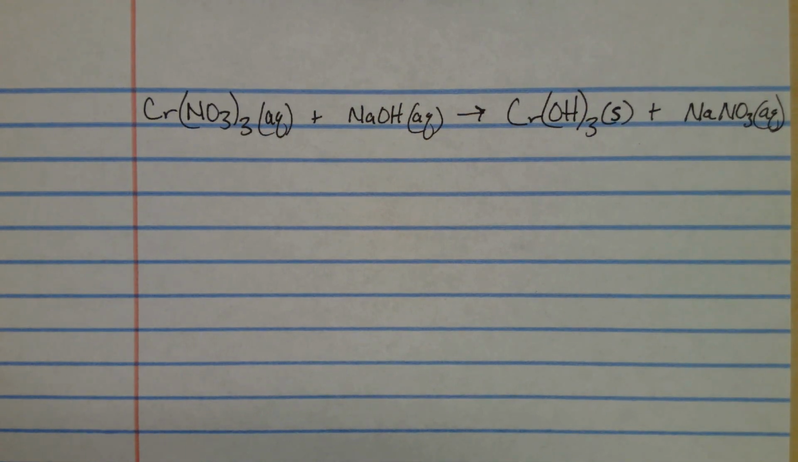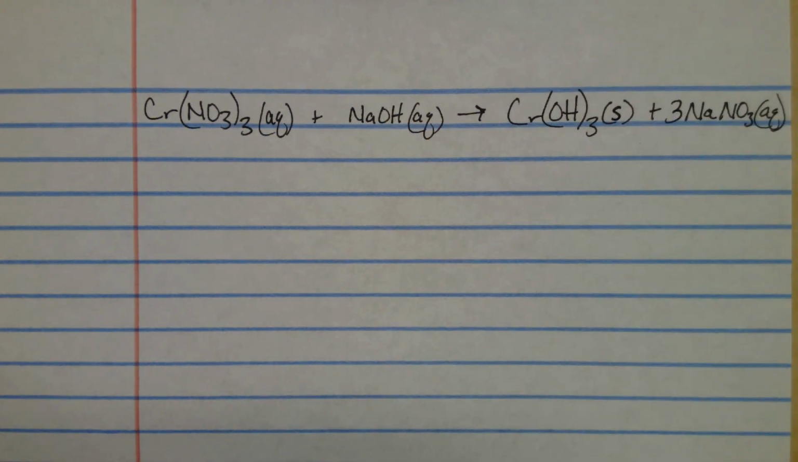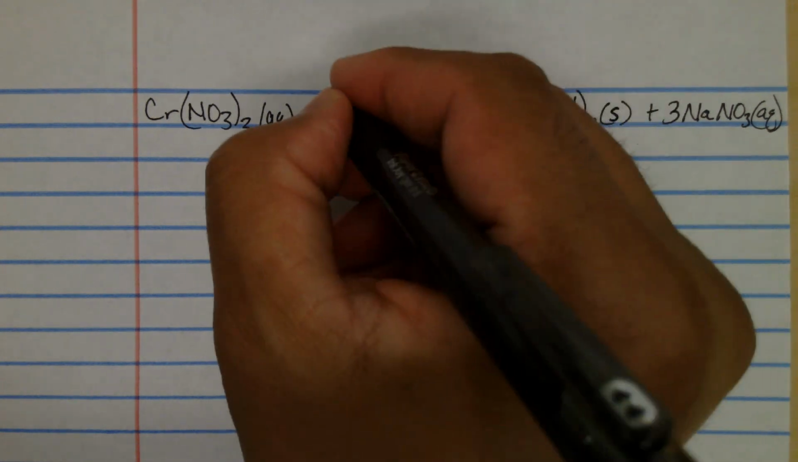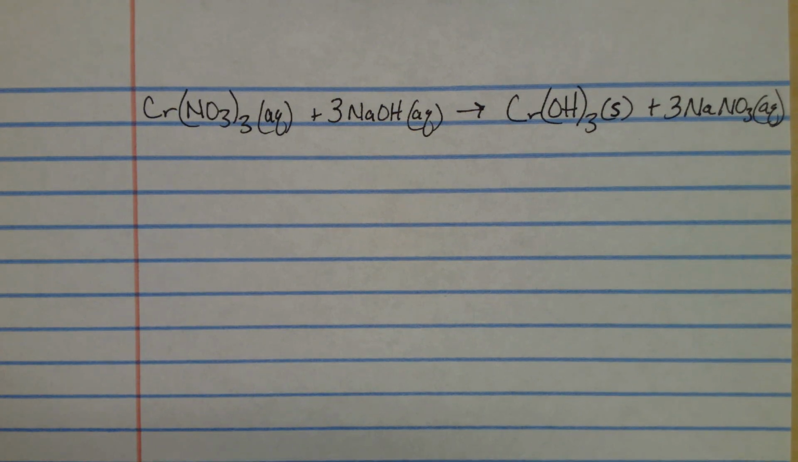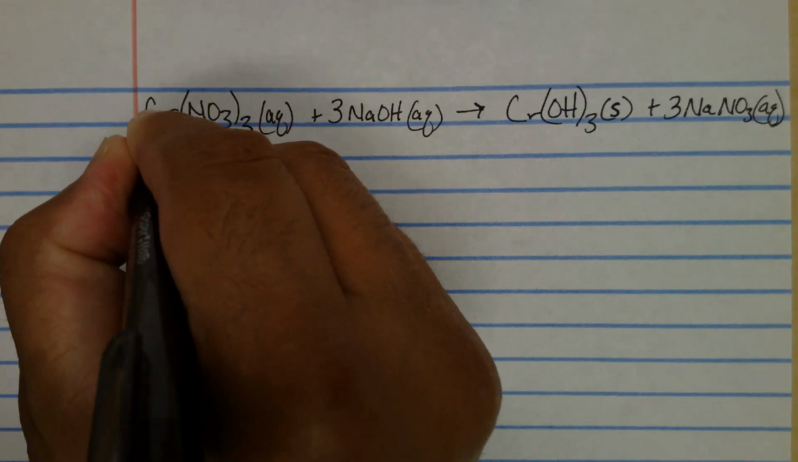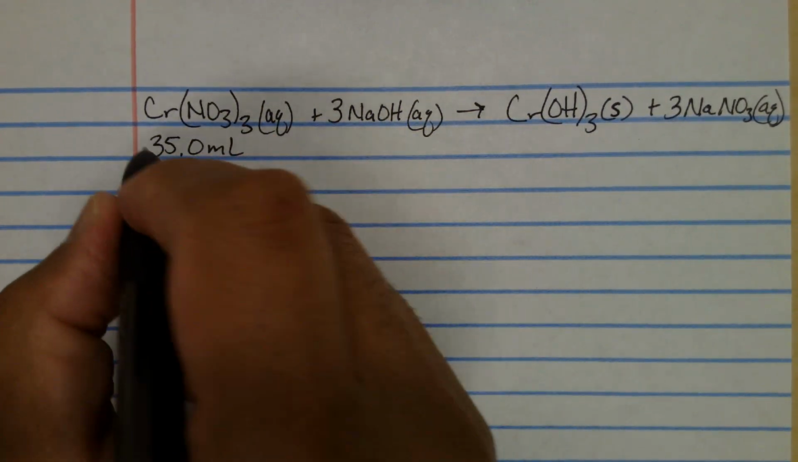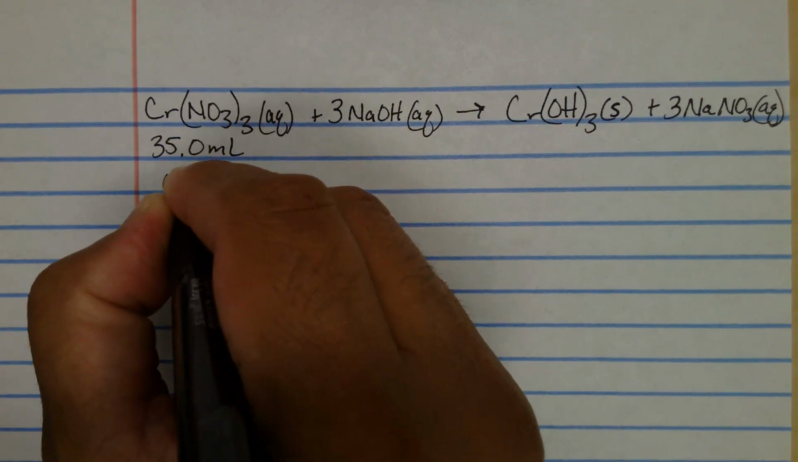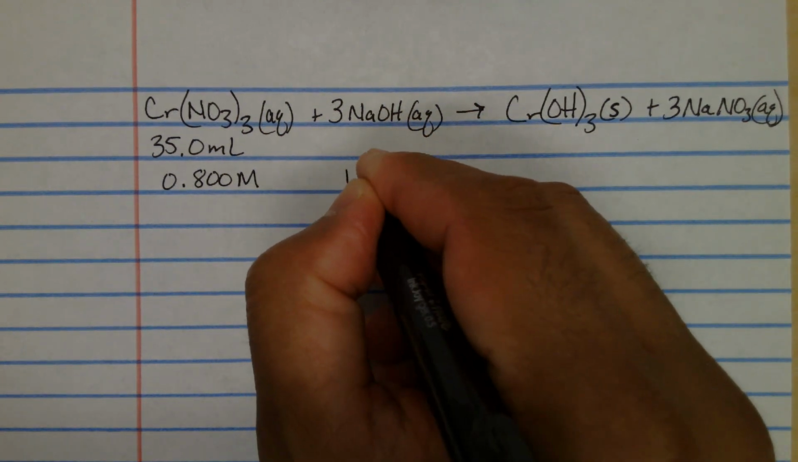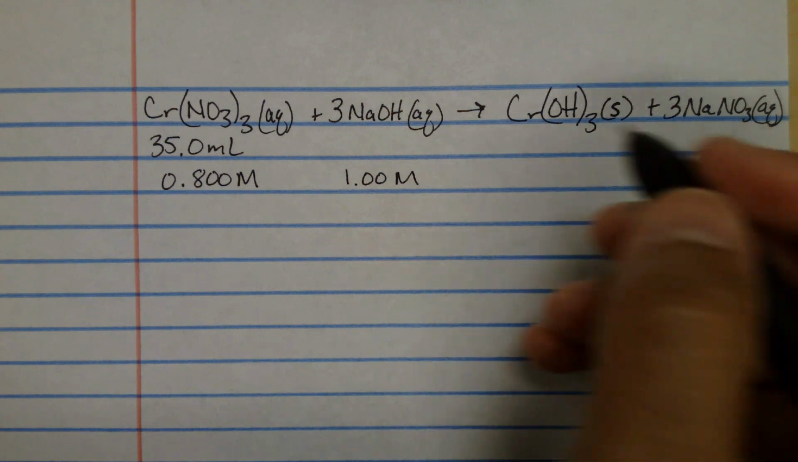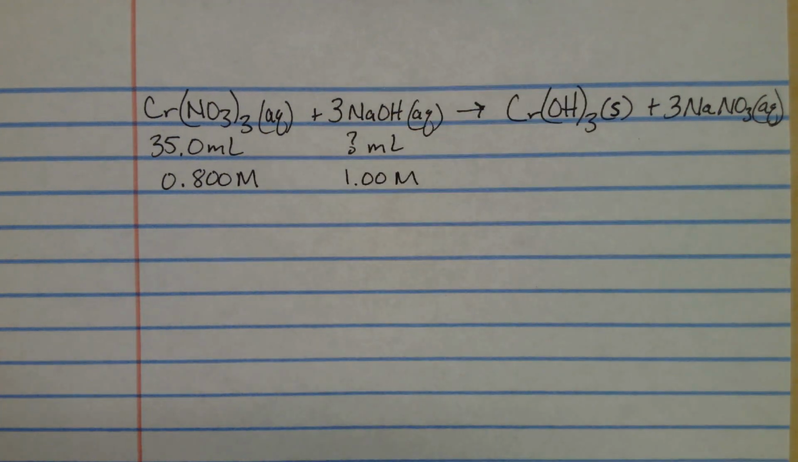And we can balance the equation. 3 nitrates, put a 3 here. We have 3 sodiums and 3 hydroxides, so we'll have a coefficient of 3 in front of the sodium hydroxide. So the problem says we have this hypothetical 35 milliliter chromium nitrate solution. We'll say the concentration is 0.800 molar. And we have, let's say, a 1.00 molar stock solution of sodium hydroxide, and we want to know what's the volume? How much volume do we need to react?